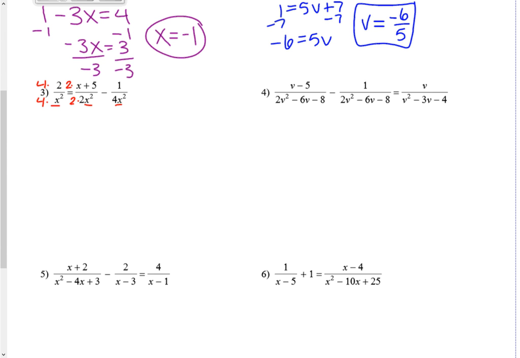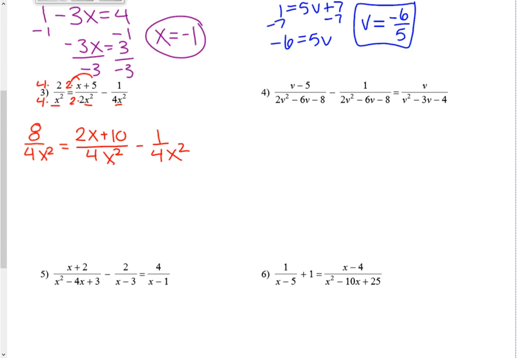And I'm going to leave that third one as 4x squared because that will be the common denominator we use. When I multiply by 4, I get 8 over 4x squared. When we multiply the second fraction, remember we have to distribute that 2. So I get 2x plus 10 over 4x squared. Minus, we didn't have to do anything to that last fraction, so 1 over 4x squared.